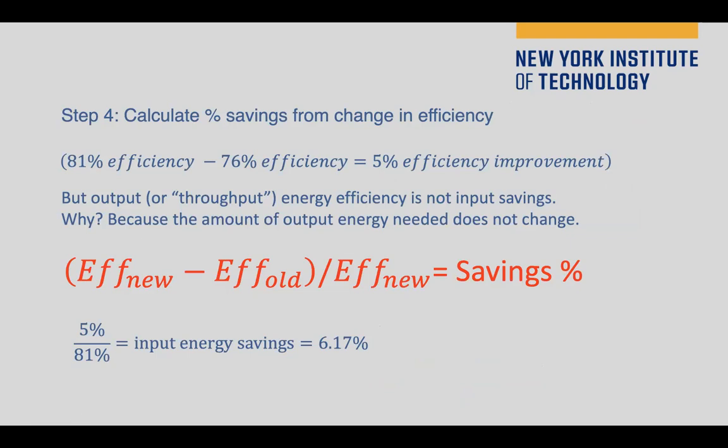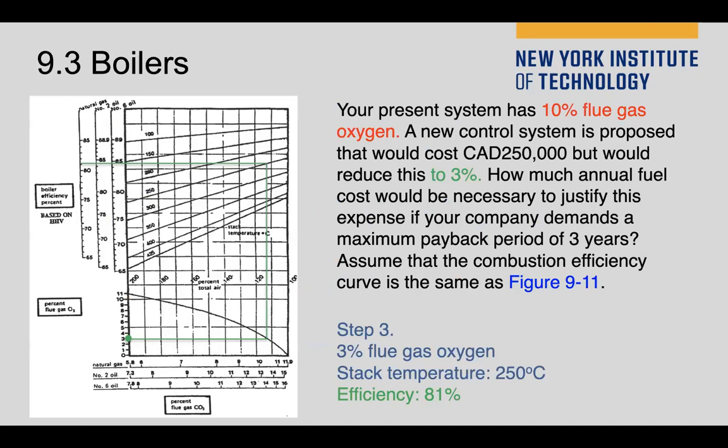This page is very important. Why is it so important? Because finding a 5% efficiency improvement is not the ultimate goal. We need to find the number. In the question, if the new control system is proposed, there will be $250,000 we need to invest. So it is in terms of the saving, not the energy efficiency or the performance.